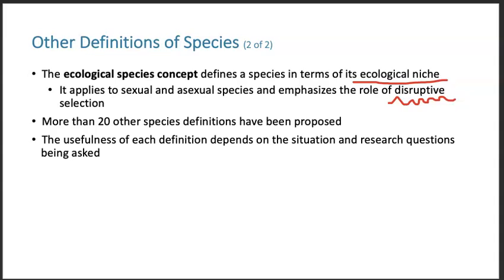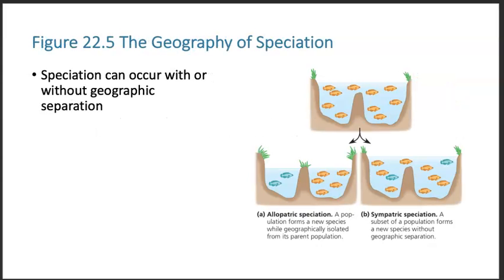So we're going to move now into thinking about how geography plays a role in the process of speciation. And it turns out that speciation can occur either with geographic separation or without geographic separation. So here you can think about this as a pond, right, with fish.